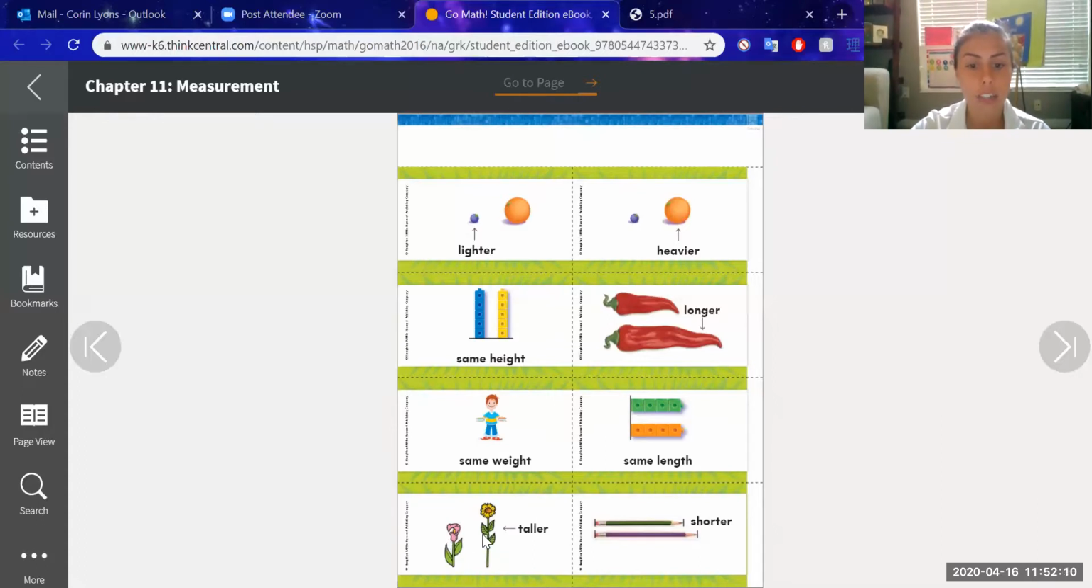Down at the bottom, you see two flowers, a pink and a yellow. There's an arrow pointing to the yellow one. The yellow one is taller, so if the yellow one is taller, the pink one is shorter. And last but not least, you see two pencils. The top one is shorter, so if the top one is shorter, the bottom one is longer.